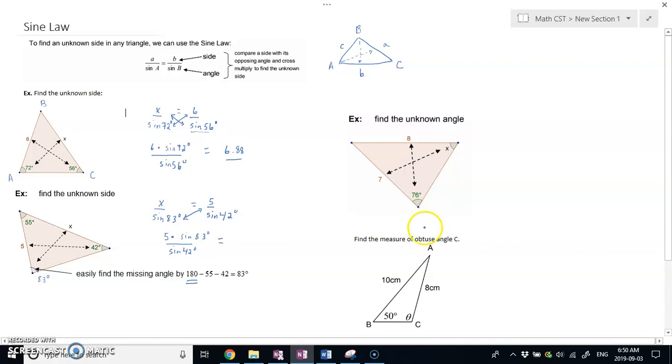And it should be 7.42 approximately. And we'll just say 7.42 units.